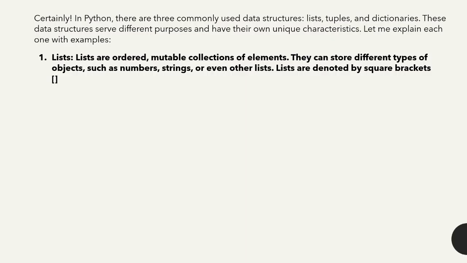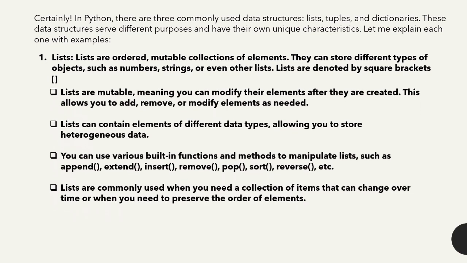So first we have a list. A list is a collection of items that are ordered and enclosed in square brackets. This is the simplest definition of a list. So imagine a shopping list where you can put different items like apple, bread, and milk. Each item in a list has a specific index through which you can print them. Lists are mutable, meaning you can modify their elements after they are created. This allows you to add, remove, or modify elements as needed.